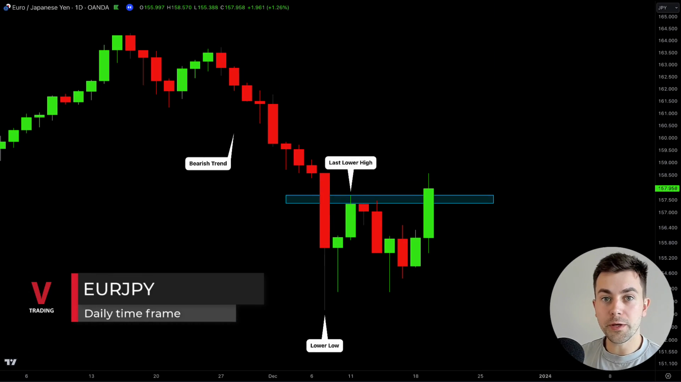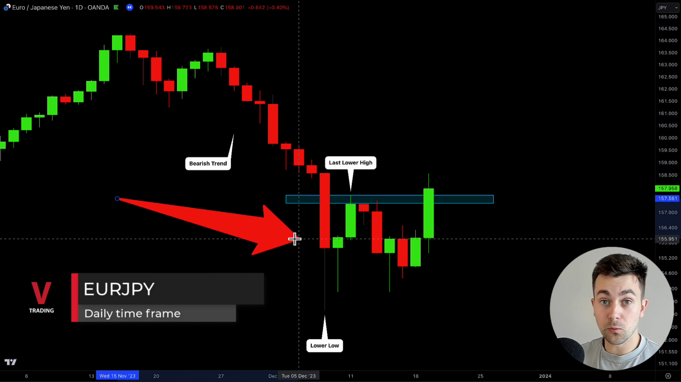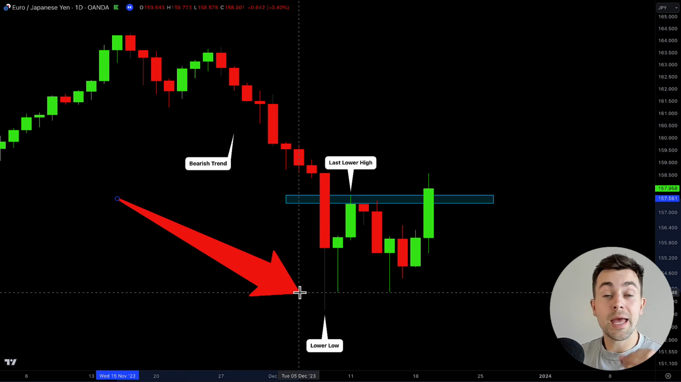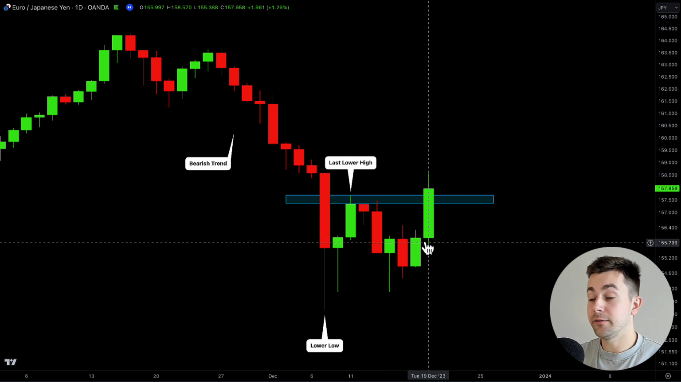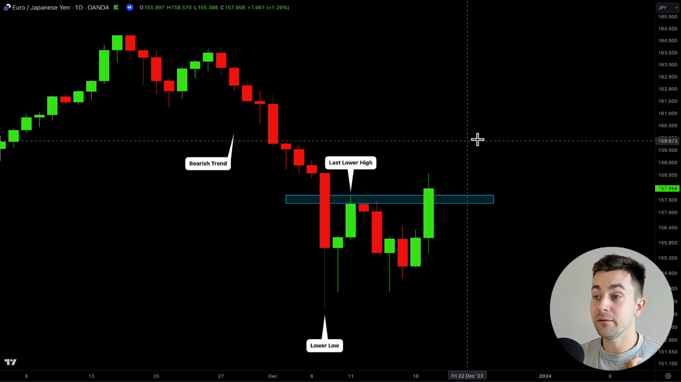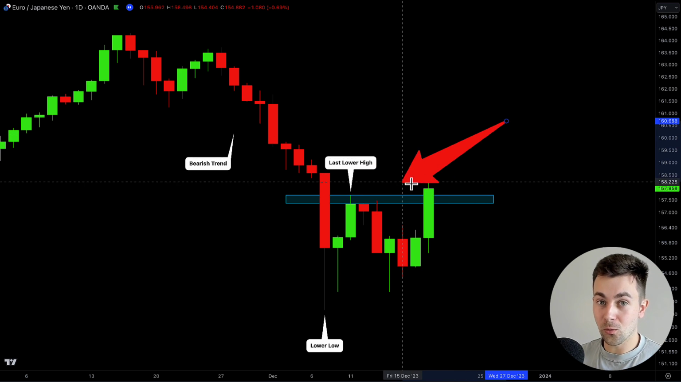Have a look at Euro yen pair on a daily time frame. We can see that here the market is trading in a bearish trend. We see the lower lows and lower highs. And we see a strong bullish candle. And with that bullish candle, the market violates the level of the last lower high.